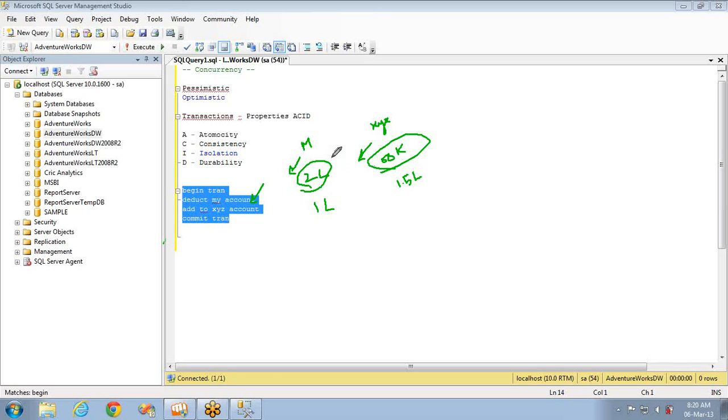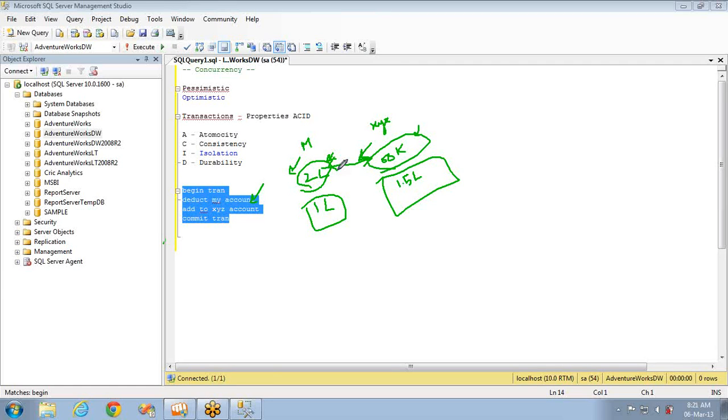Earlier the data was consistent, it was having 2 lakhs, and 50,000 is fine. And after the transaction is completed, the sum should also be the same. 1 lakh plus 1.5 lakhs is equal to 2.5 lakhs, similar to the data that was present at the start of the transaction. So before the start of the transaction the data is in a consistent state, and after the transaction it should be in a consistent state. This concept is called consistency in transactions.